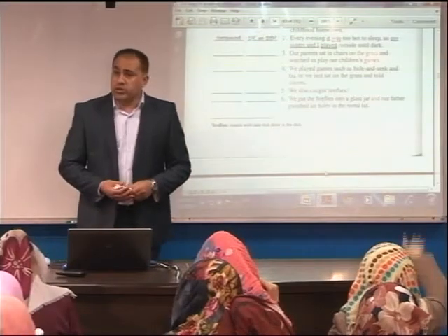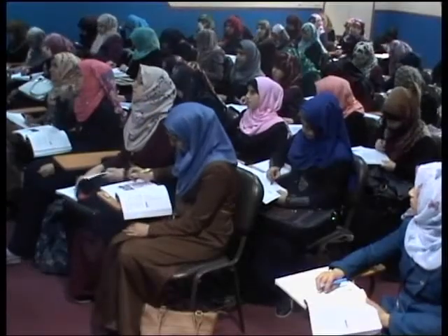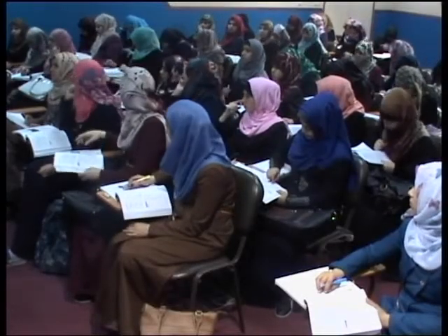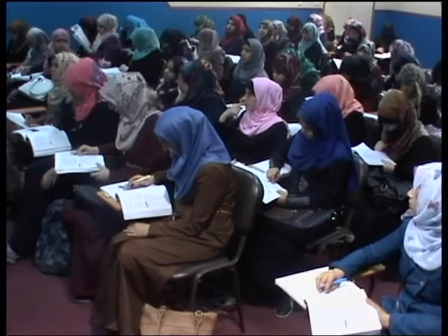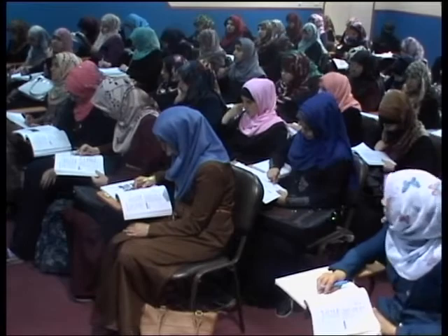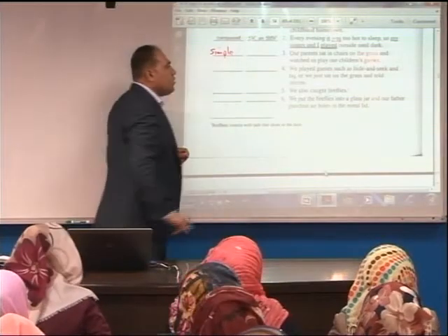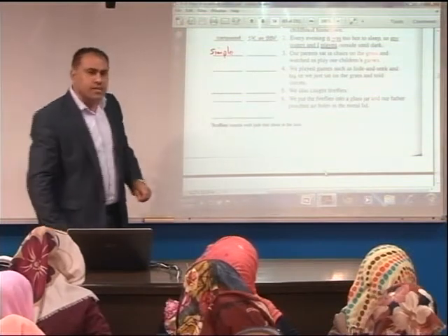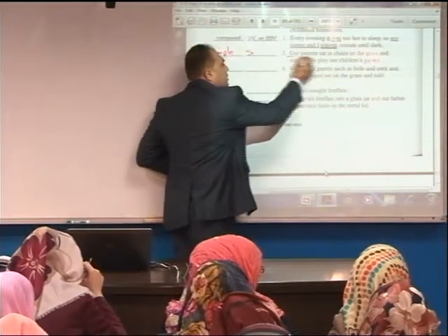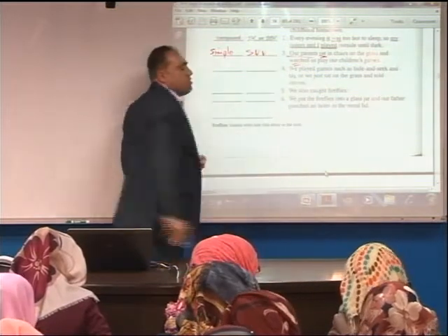Let's see, number three. Who would like to do number three? Yes, please. Our parents sat in chairs on the grass and watched us play our children's game. It's a simple sentence. Simple sentence? Is that right? Yes, it's a simple sentence. Okay. And what is the structure? What's the formula? It's an S. The parents sat and watched. So it's an SVV. Very nice.